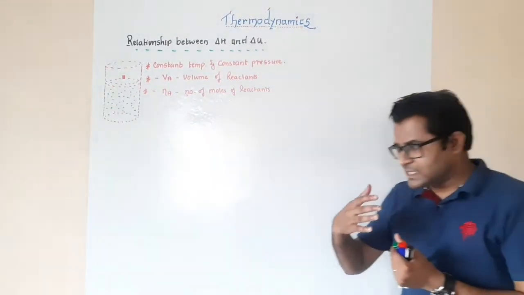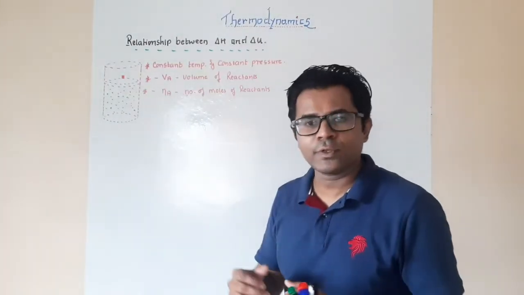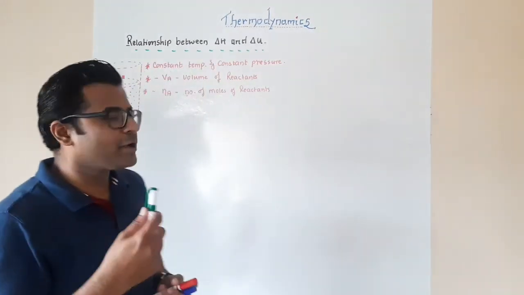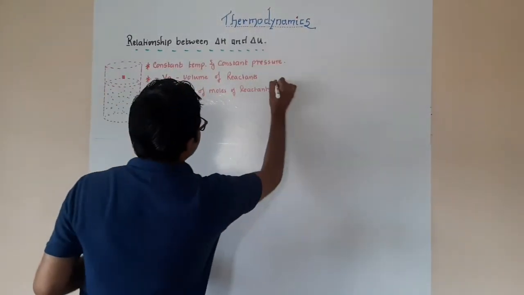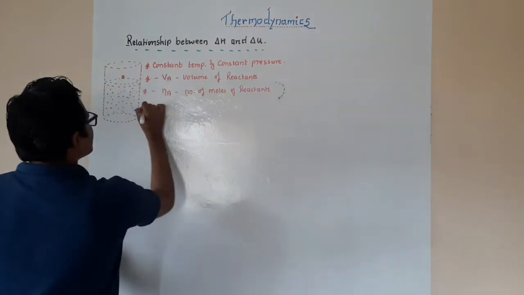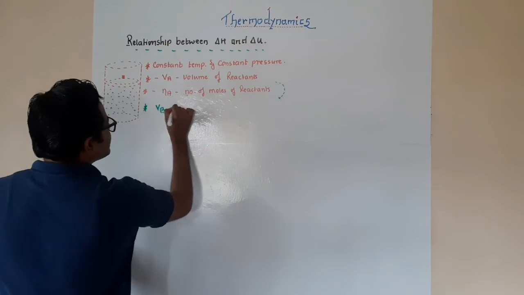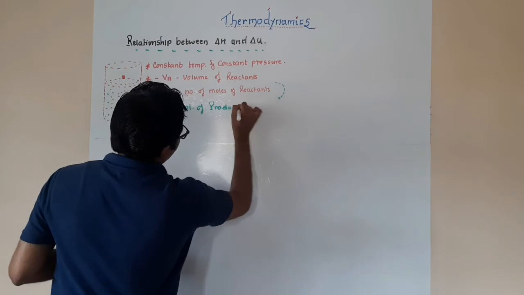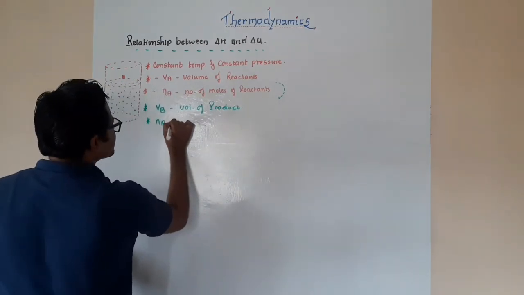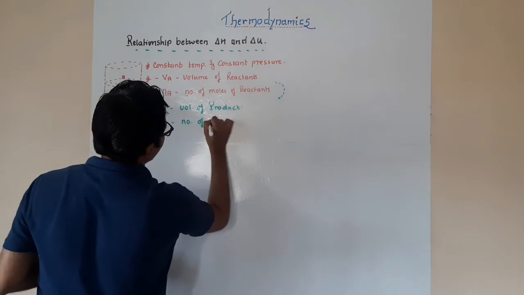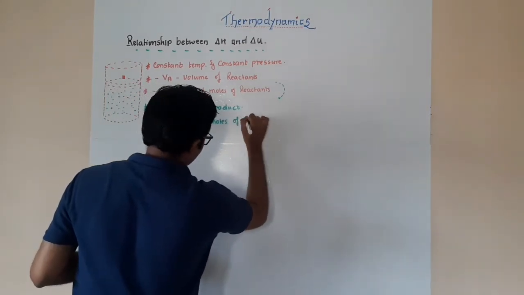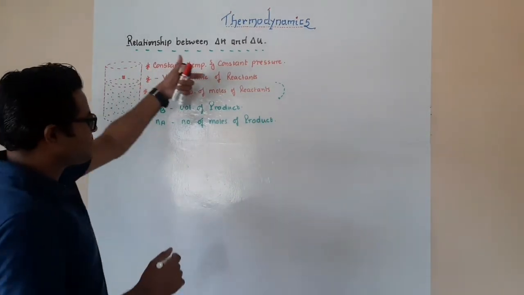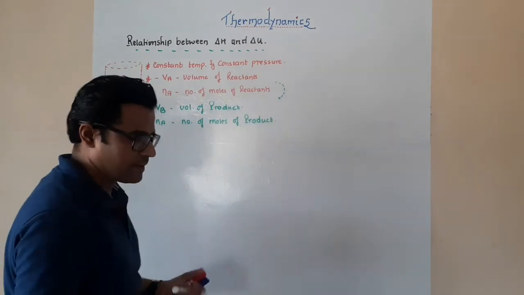Correct. So as this reaction initiates, what is going to happen? Reactants are going to react and they are going to give us a product. Correct. So when a product is formed, let us say VB is going to be the volume of product, while let's say NB is going to be the number of moles of product. Quite simple as that, right? Now, this is before the reaction, this is after the reaction, correct?